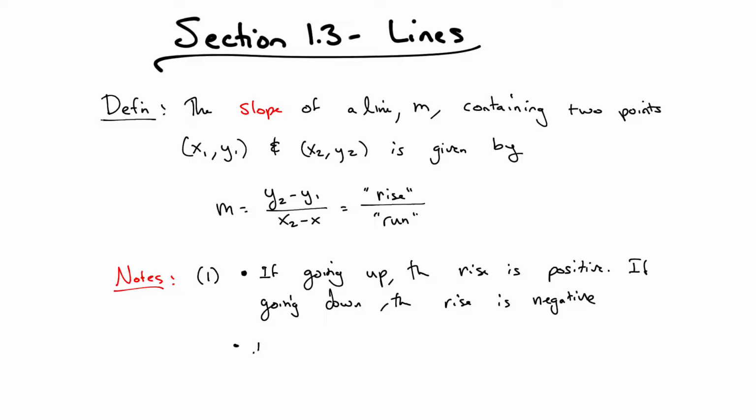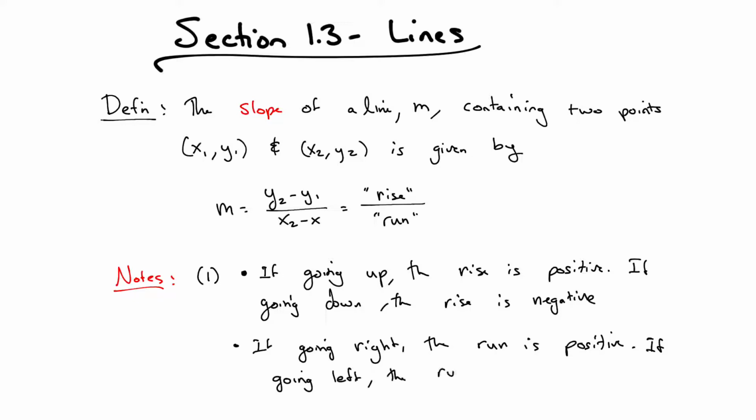And the second part is if going right, the run is positive. If going left, the run is negative. So that's one of the important ones we want to know when we're talking about graphing them or trying to interpret where the next point is going to be.